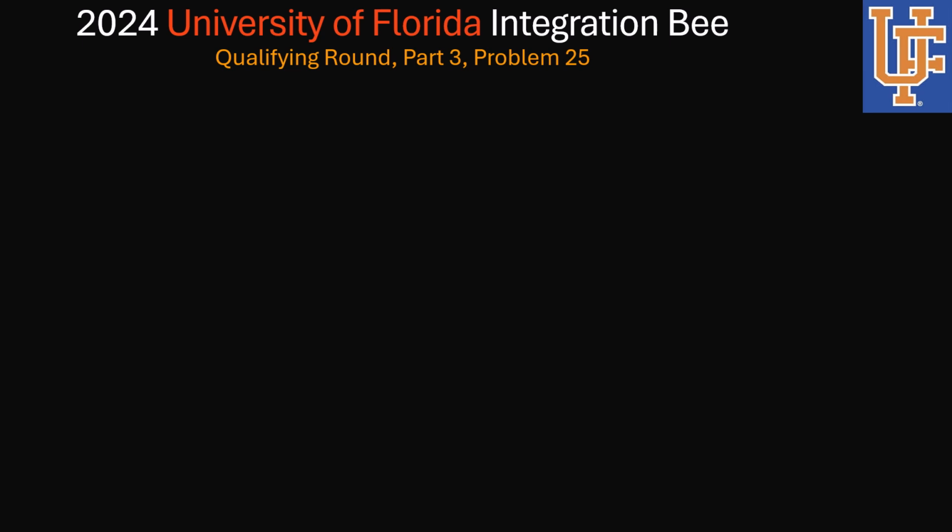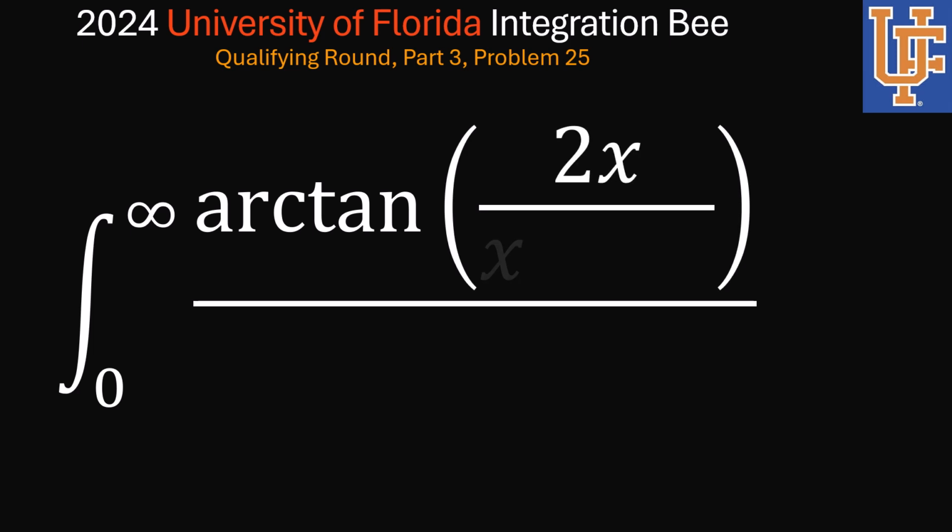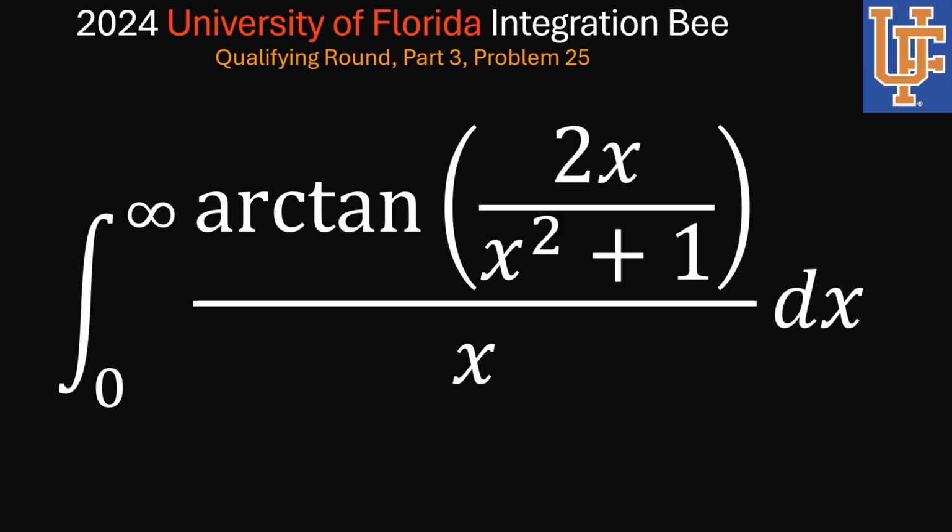Today we are still on the 2024 University of Florida Integration B qualifying round, part 3, problem number 25, which is a definite integral from x equals 0 to infinity of the arctangent of 2x over x squared plus 1, over x. This is a quite interesting problem, but let's see how we may be able to solve it.